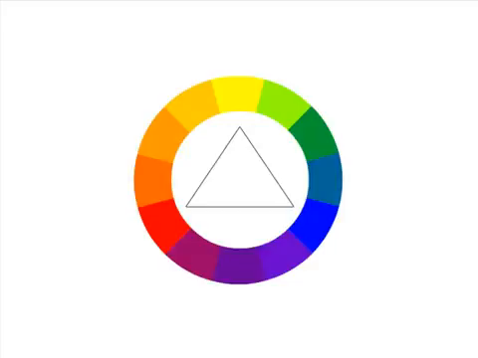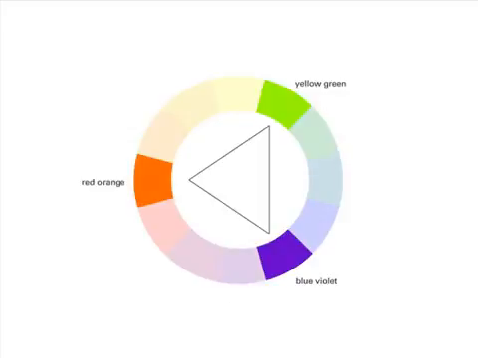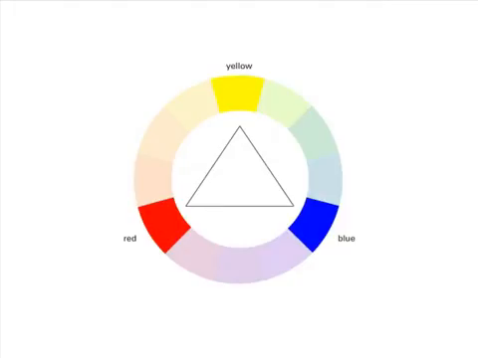An equilateral triangle has sides of the same length and can be rotated around the interior of the circle to form triads of color. The primary triad of red, yellow, and blue is the most basic, but there are plenty of others to choose from.